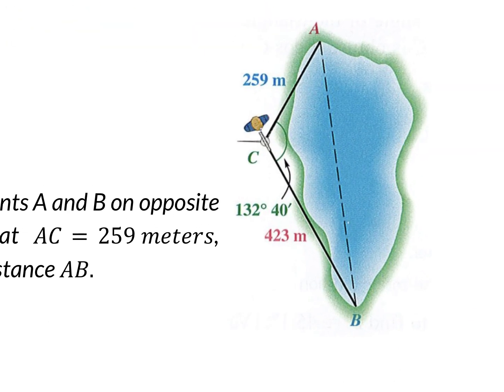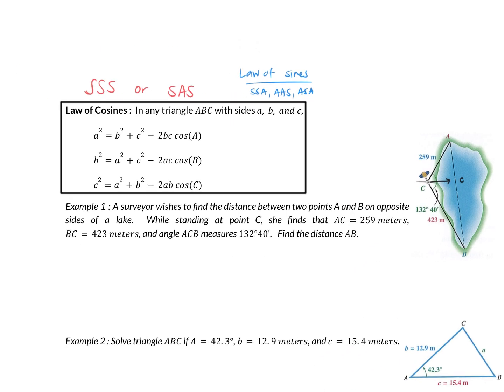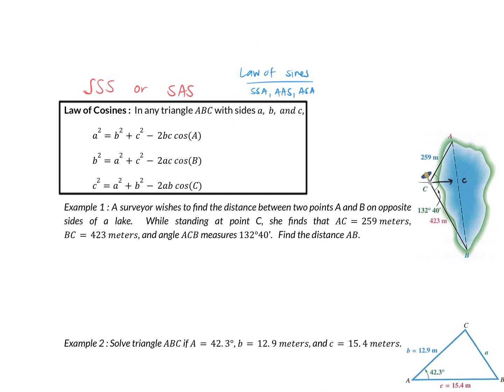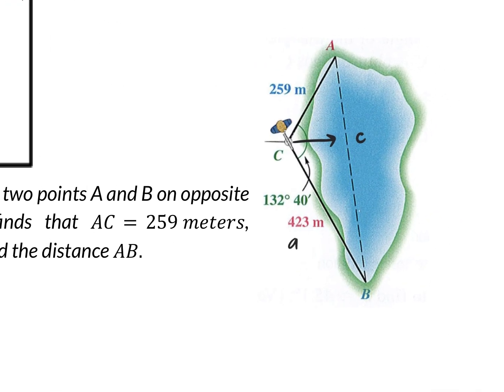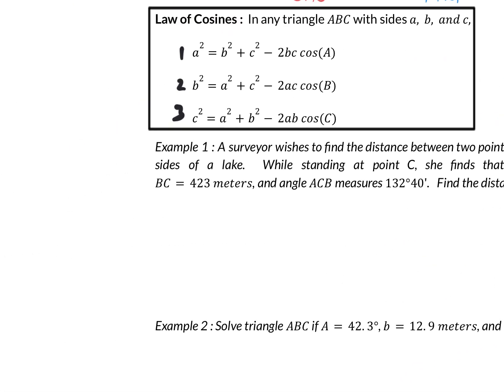So if I look at this picture right here, AB, what side length would we call that? A, B, or C? Side length C, because it's across from angle C, okay? So if I'm finding C, looking at my formula right here, am I going to use formula 1, 2, or 3? 3. Yeah, because it's solved for C squared, right? So I'm going to plug in all my information that I know into this formula where A is equal to 423 and B is equal to 259, okay? So let's plug all that information in.